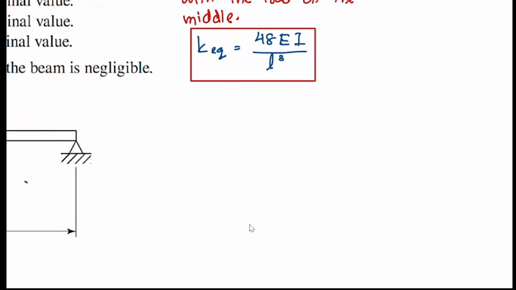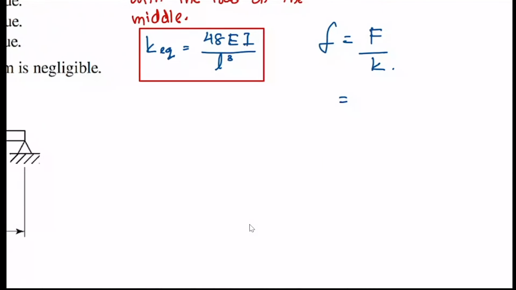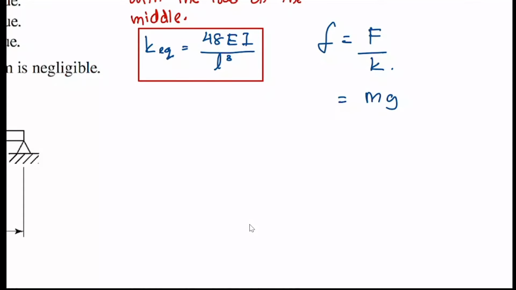So now, why do we have to find the K? Because we want to find the beam's original deflection. As we all know, the formula for deflection is the force divided by the stiffness, right? The force of a beam with a mass at the middle will be mg. So deflection equals mg over K. We know the mass, we know the g, 9.81, but we don't know the K. So that's why we want to find the K first using this formula.